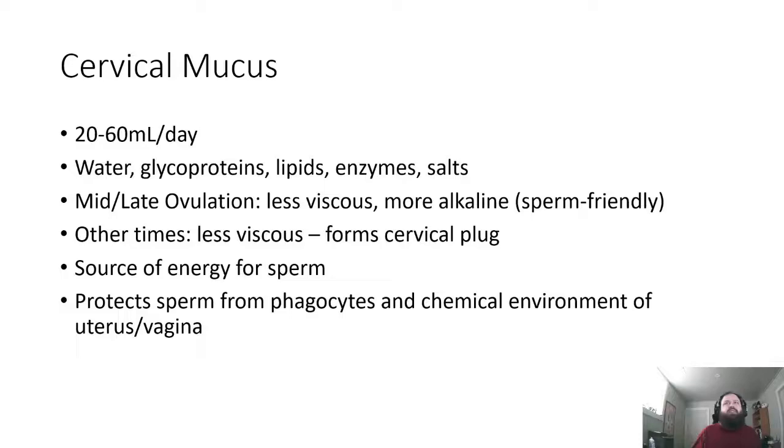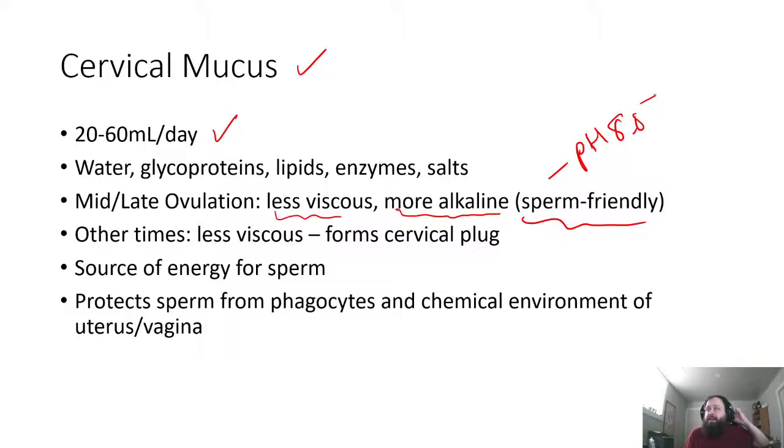The secretory cells of the mucosa of the cervix produce a secretion called cervical mucus. You produce quite a bit of it, 20 to 60 mils a day, and it consists of water, glycoproteins, lipids, enzymes, and salts. During ovulation, the cervical mucus appears less viscous and as more alkaline. This is to make it a sperm-friendly environment. Sperm are going to like this high pH. It's actually about pH 8.5. So pretty basic. And the lack of viscosity will mean that the sperm can swim better.